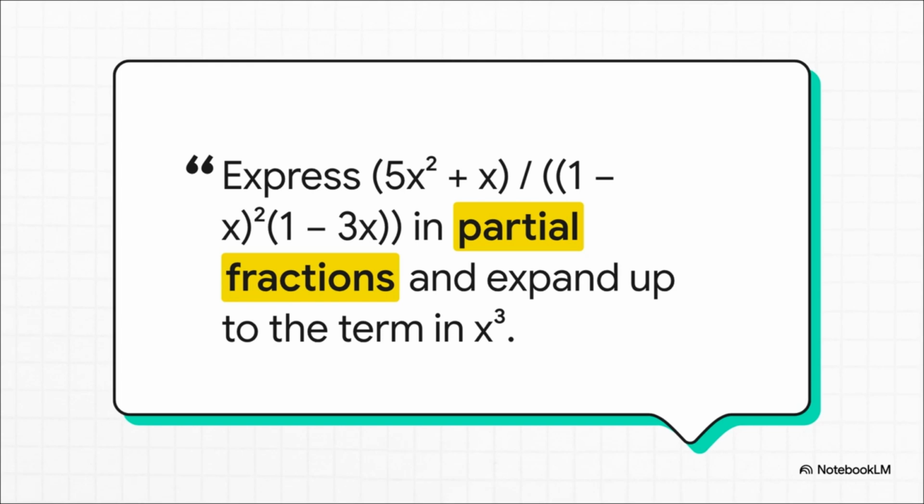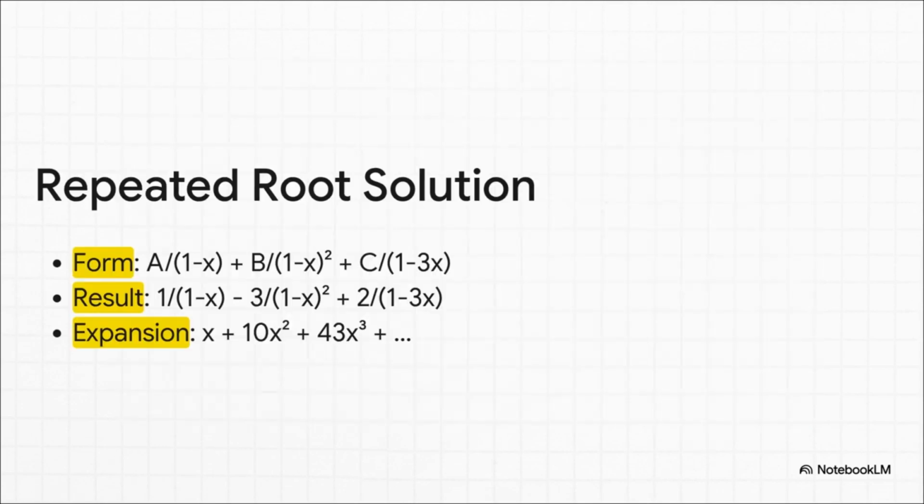See that 1 minus x squared? That's the key. That's the difference. It means we need a special kind of setup for our partial fractions. And the crucial point here is that setup. A repeated factor like 1 minus x squared needs two terms in the decomposition, one for 1 minus x and another one for 1 minus x squared.